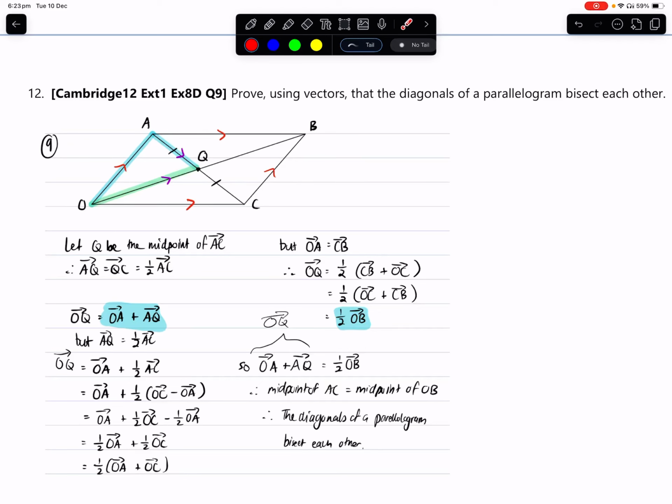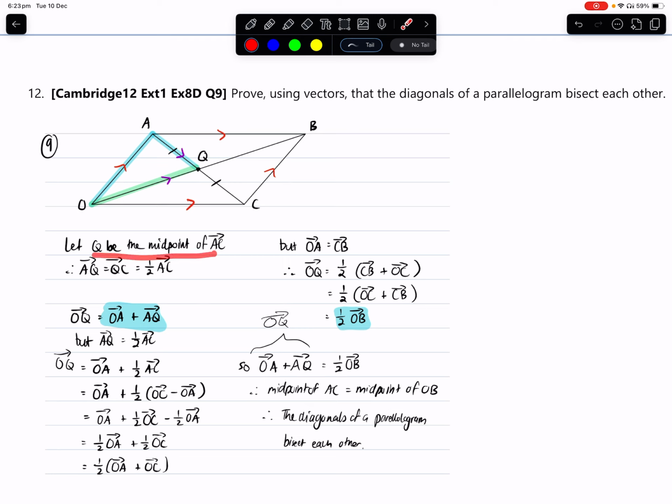Okay, in this video, we're going to go through Cambridge Y12, Extension 1, Exercise 8D, Question 9. So prove, using vectors, that the diagonals of the parallelogram bisect each other. Here I have a parallelogram already with stuff annotated. But the first thing you've got to do is let Q be the midpoint of AC.